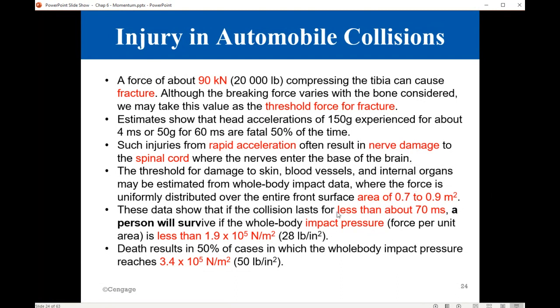Such great acceleration and great force can cause nerve damage to the spinal cord, where the nerves enter the base of the brain as the head of the driver accelerates during the collision.